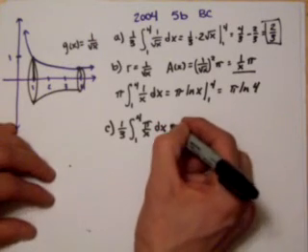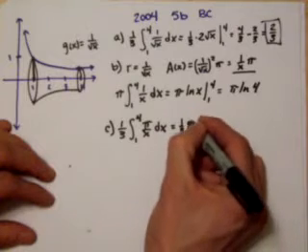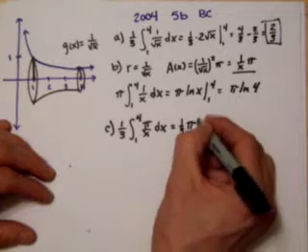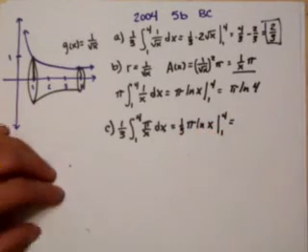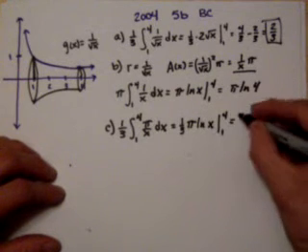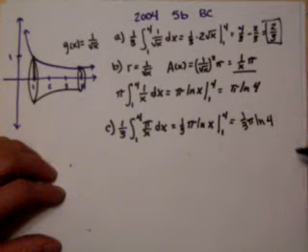So taking the antiderivative, I'm going to get 1/3 pi natural log x. Evaluate from 1 to 4. Same thing's going to happen as up in here. When you take the natural log of 1, you're just going to get 0. So it's only 1/3 pi natural log 4.